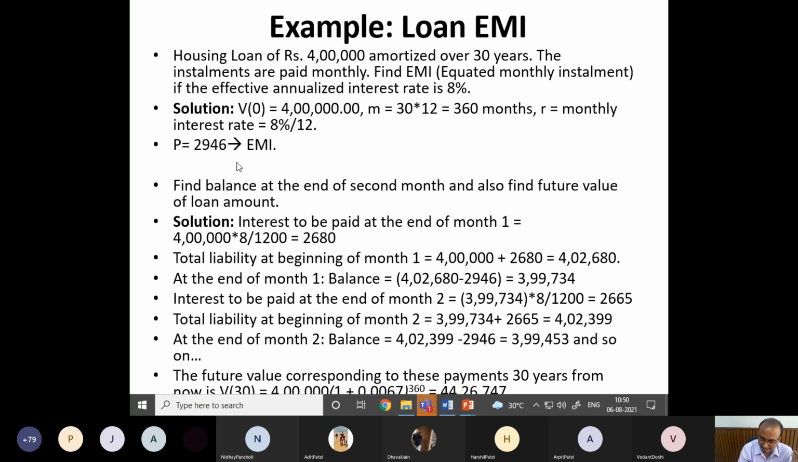So you have taken a loan of 4 lakh, and then every month you say, oh, I am paying only 2946, right? But suppose you have this amount with you, then its future value is this 44 lakhs 26,747. So if you purchase a house with this loan amount and you paid this EMI, if your house at the end of 30 years costs this value, then only is it worth it. I hope you understand. Is it clear? I hope you understand this.